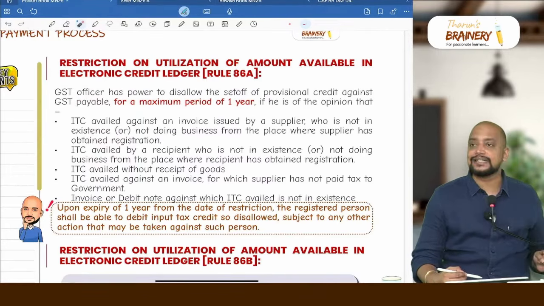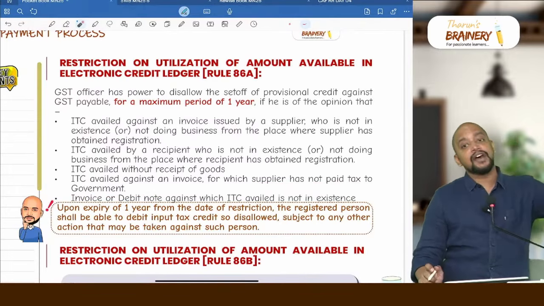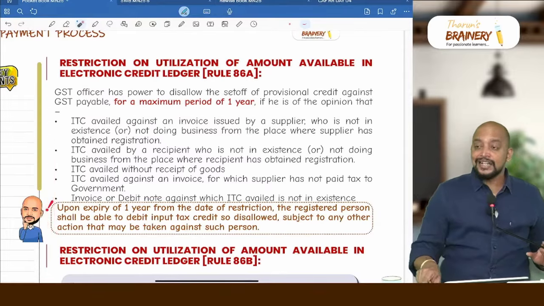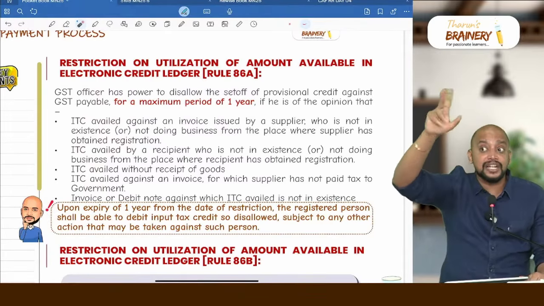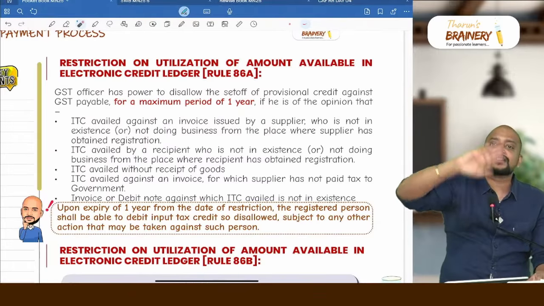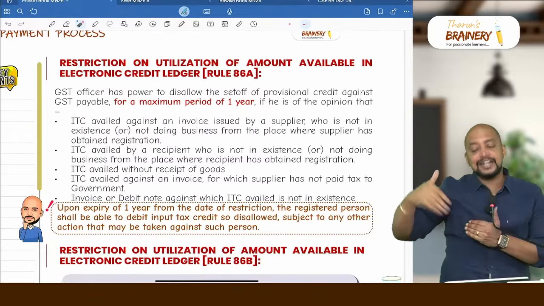Then ITC availed by a recipient who is not in existence or not doing business from the place where they have obtained registration. ITC availed without receipt of goods. ITC availed against an invoice where the invoice is missing. Or the supplier has not paid tax to the government. In these 5 cases, if it is noticeable beforehand, it would have been kept under ITC not available in 2B. But suppose it is coming in ITC available, and you took it in your credit ledger, even then it can be suspended for a maximum period of 1 year. That is the intention behind this rule.